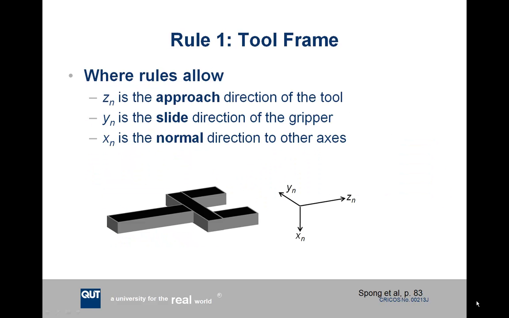If you're assigning these axes to the tool frame, so for instance in this picture we have a gripper, what you can generally do when it's possible to do so is to apply the Z axis to the approach direction of the tool. So this is the direction that the tool would come in from as it went to grip something. The Y axis is the slide direction of the gripper. So this is the axis along which the two prongs on the gripper move outwards or inwards to grasp something. And X is assigned as an afterthought as long as it satisfies the right hand rule.